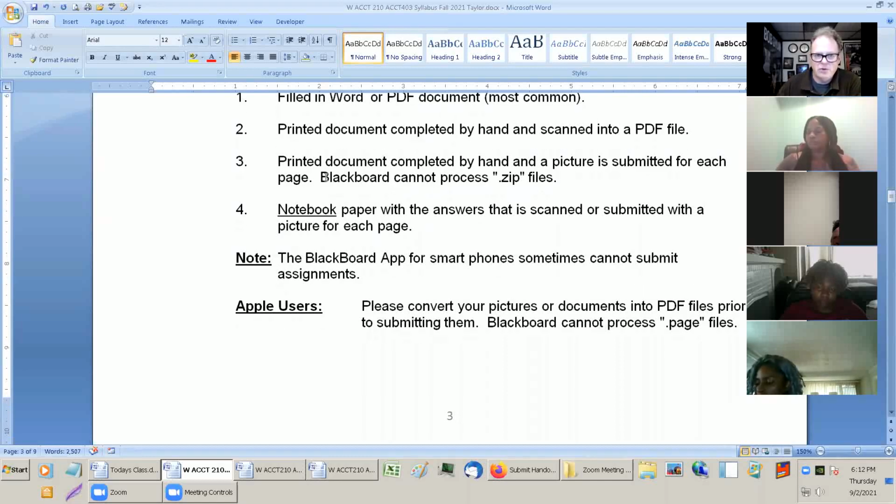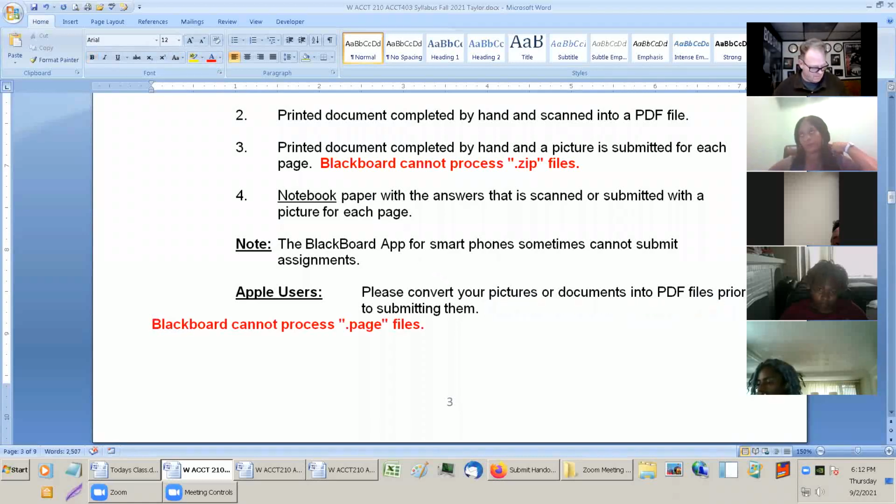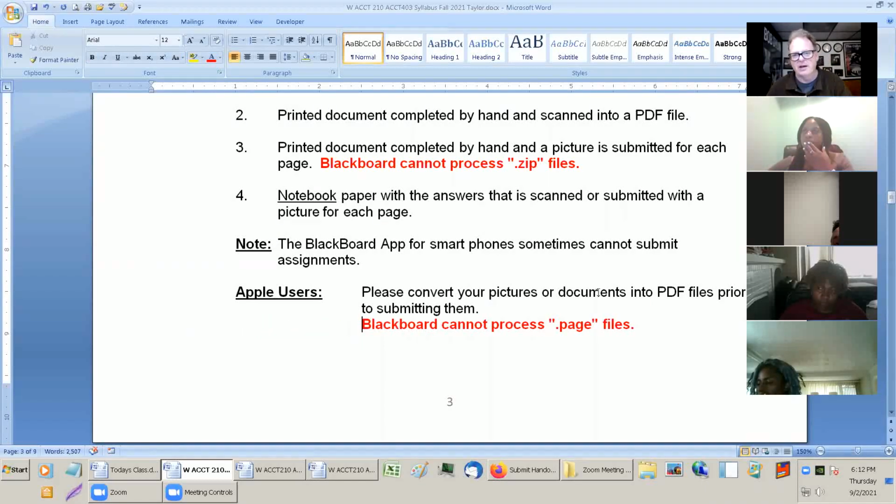Now, there are two things that are not good. They're not deal breakers, but they're not fun to deal with in Blackboard. If you take 5 pictures of the handout and you want to submit them, do not put them into a zip file. I know you say a zip file is easy to use. That's true, but Blackboard has a problem with zip files. It doesn't really read those.